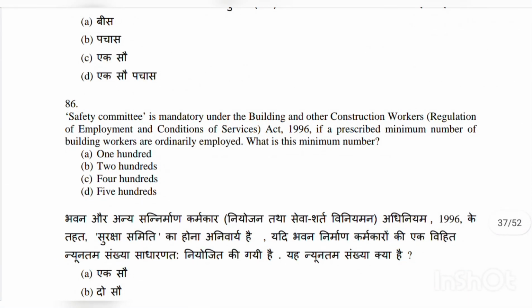A safety committee is mandatory under the Building and Other Construction Workers Regulation of Employment and Conditions of Service Act 1996 if a prescribed minimum number of building workers are ordinarily employed. What is this minimum number? That is D, 500.